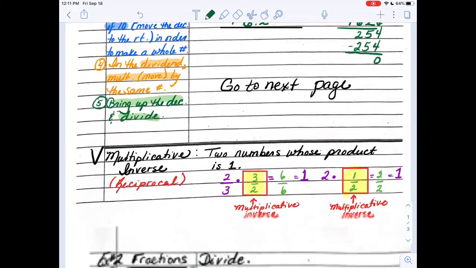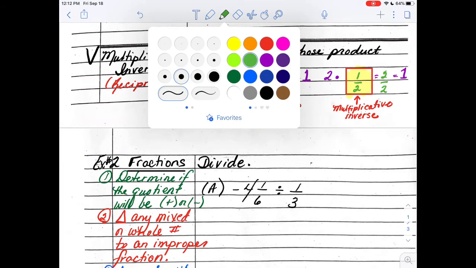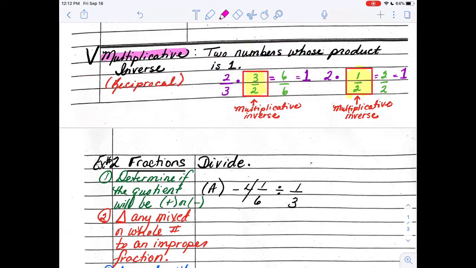Now let's look at our fractions. But there's one other vocabulary I want you to know before we get started, and that's multiplicative inverse. Another name for multiplicative inverse, I'm sure you've heard, is reciprocal. And that means two numbers whose product is 1. So if I give you 2/3, like I did here, the only way to get 1 is to flip it over to get 3/2. And when I multiply, I can see I get 6/6, which is 1.